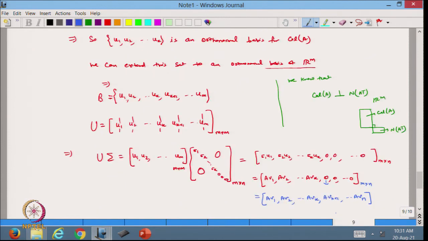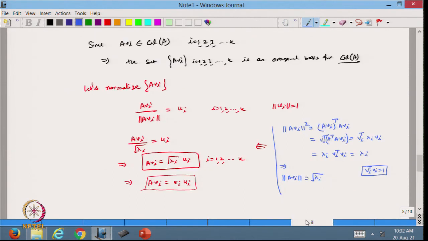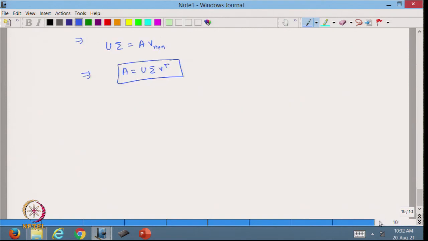So, this way we are able to find all the elements of the matrix V and all the elements of the matrix U. Now, after doing this, we can take a quick example of how we can find the SVD of a given matrix.